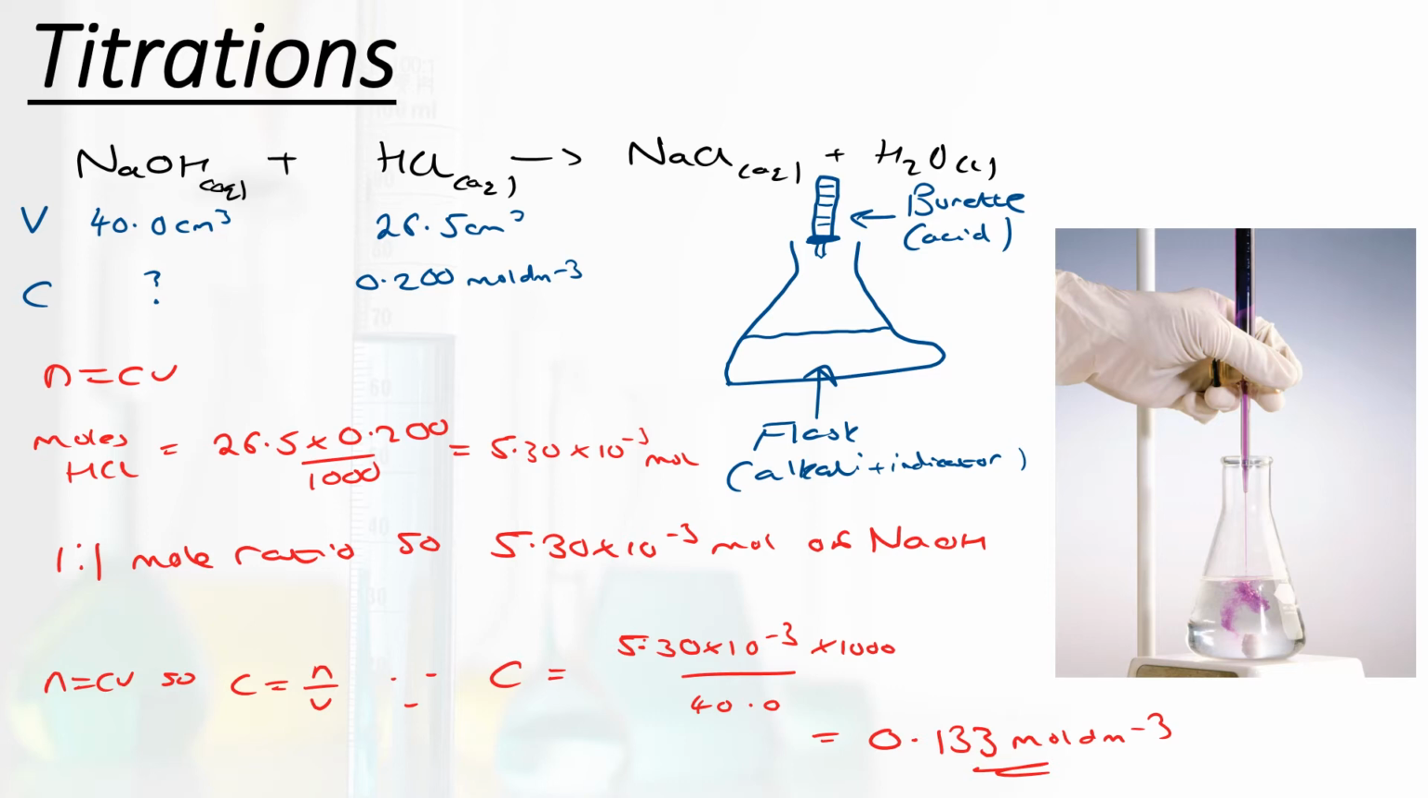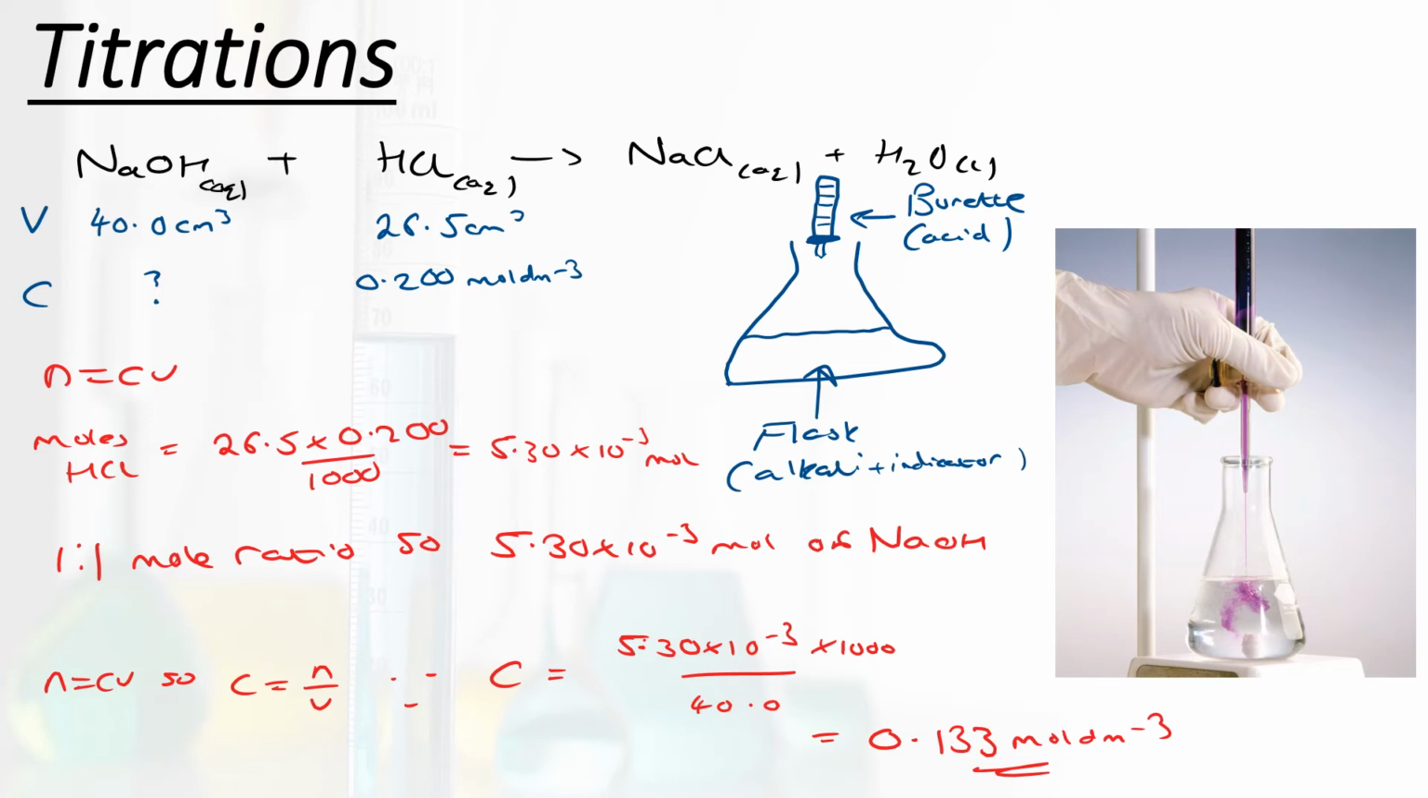Now we look at our mole ratios. It's a 1-to-1 ratio between the HCl and the NaOH. So therefore the moles of sodium hydroxide are exactly the same, 5.3 times 10 to the minus 3. And then to work out the concentration, we just rearrange our equation. So n equals CV, we want to find concentration, divide both sides by the volume. The concentration is the moles divided by the volume.